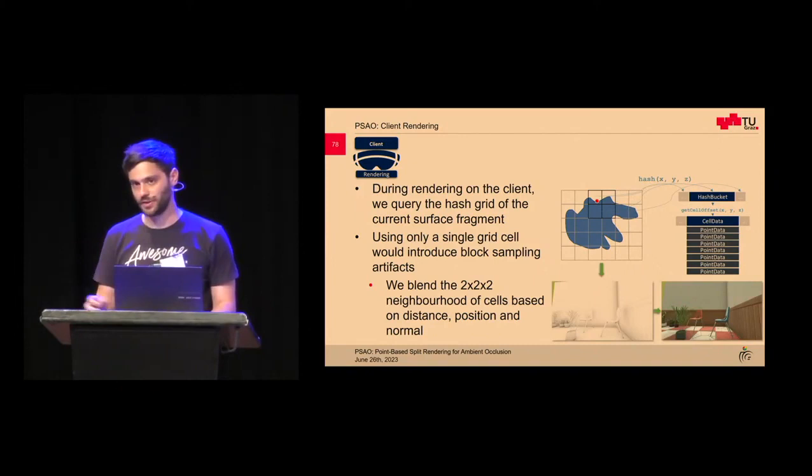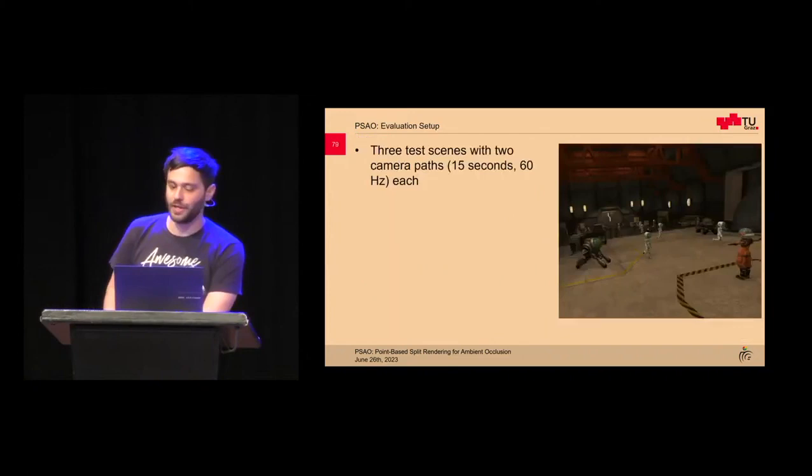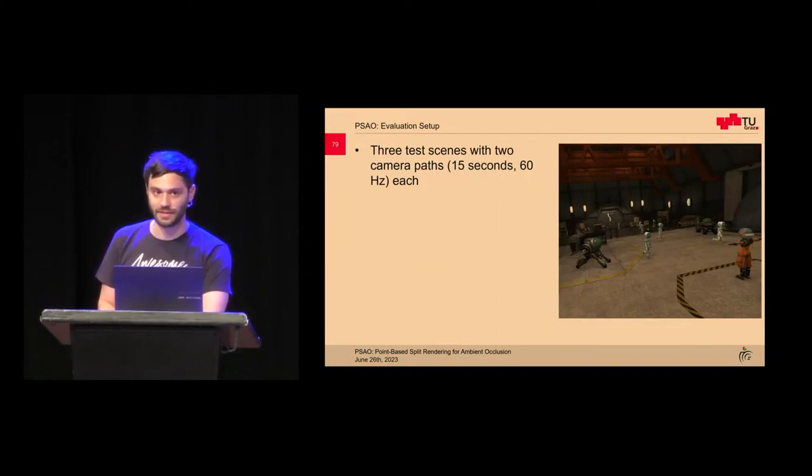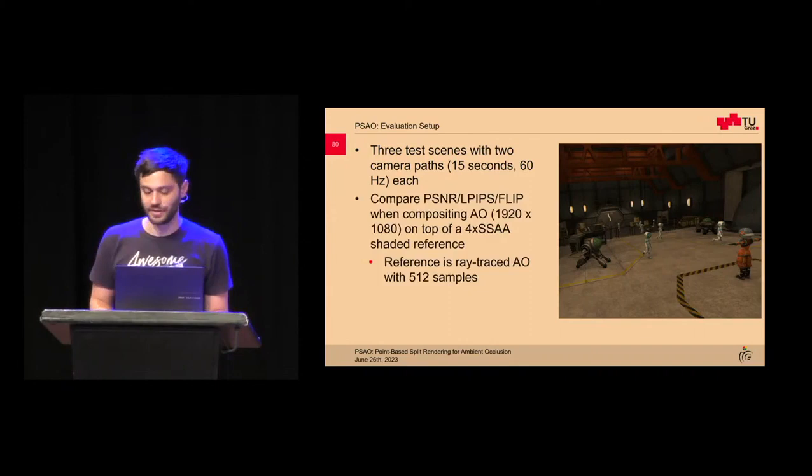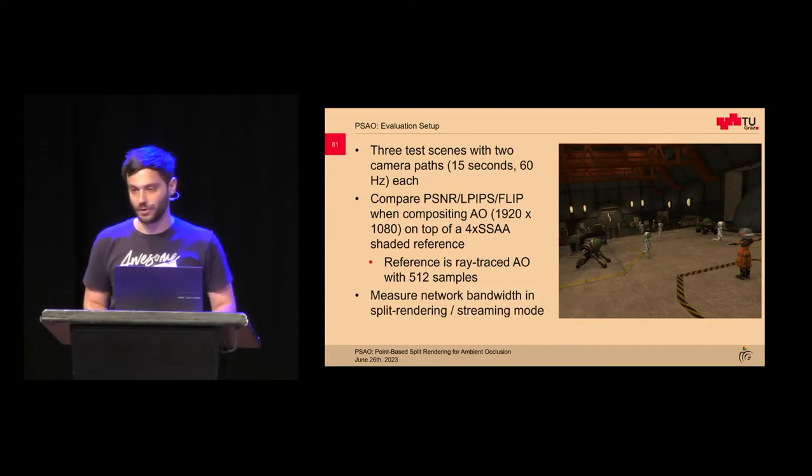Let's get to our evaluation. We have three test scenes with two camera paths each. Each camera path is 15 seconds at 60 hertz. And we compare a variety of quality metrics, like PSNR, LPIPS, and FLIP, when compositing our AO that is rendered at 1080p on top of a 4x supersampled shaded reference. So our color buffer is 4x supersampled, and we compare the AO contribution of different methods compared to a reference that is just brute force ray traced with 512 samples. And then we measure the network bandwidth in split rendering and streaming mode for approaches that can be split.